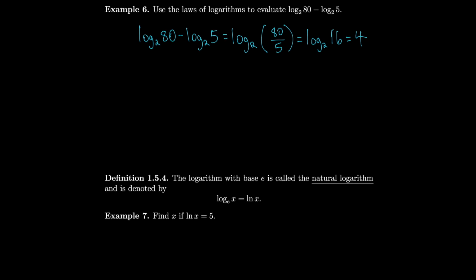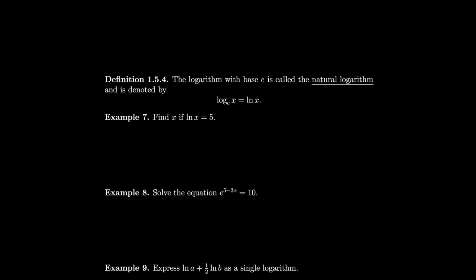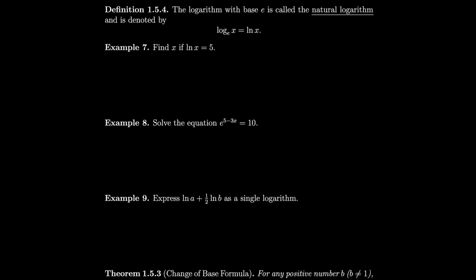Okay, let's talk about the natural logarithm. The logarithm with base e is called the natural logarithm and is denoted by ln of x. So this is just a fancy way of saying take a log and put base e. Remember, e is about 2.7 something. So let's find x if ln x is 5. Well, this is just saying the log base e of x is 5. So if we translate using our equation, we just get e to the 5th is equal to x.